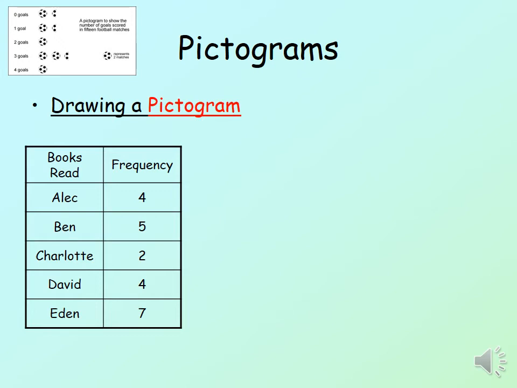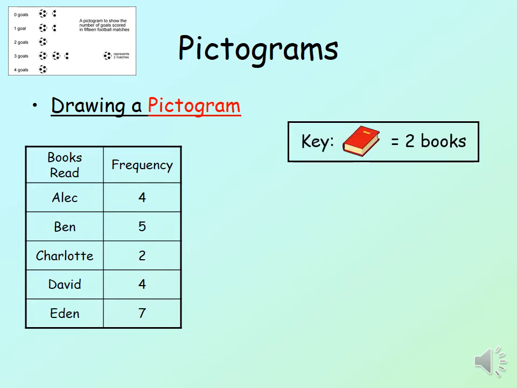Okay, so what we get is information like this, and you need to create what's called a key. So you may be asked to draw one. Highly unlikely, I think, because nowadays you're asked to do so many questions that most of them are either calculations or what we call representations.